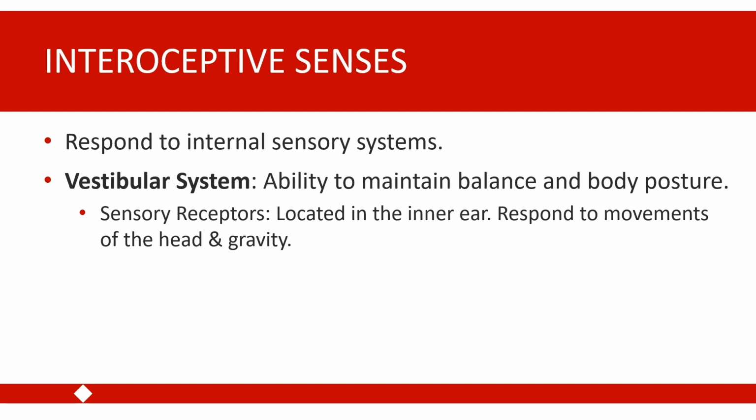The sensory receptors for the vestibular system are located in the inner ear. So if I had asked you where your sensory organs are located, you might have guessed that our sensory organs include things like the tongue, our eyes, our ears. You might have even said your skin. The sensory organ for the vestibular system is located in the inner ear, and these sensory receptors respond to movements of the head and gravity to give us information about our body's posture and help us maintain our sense of balance.